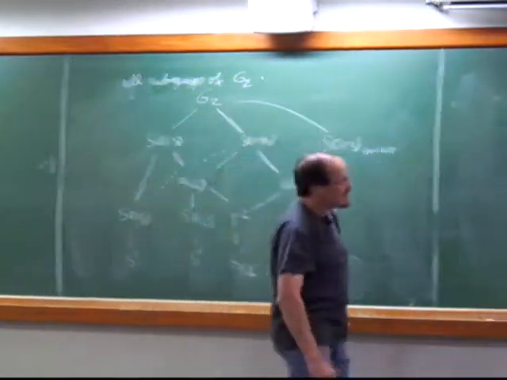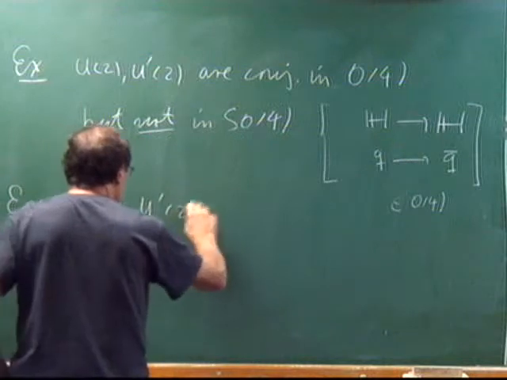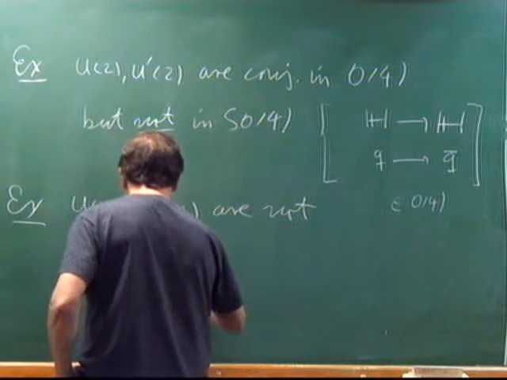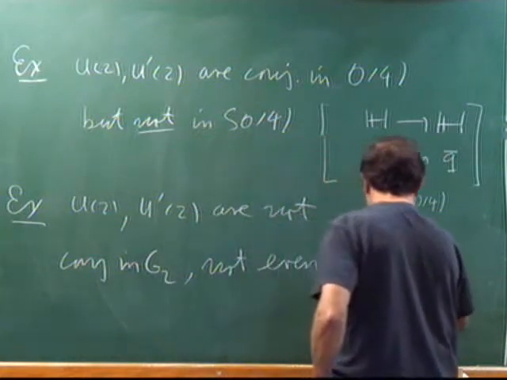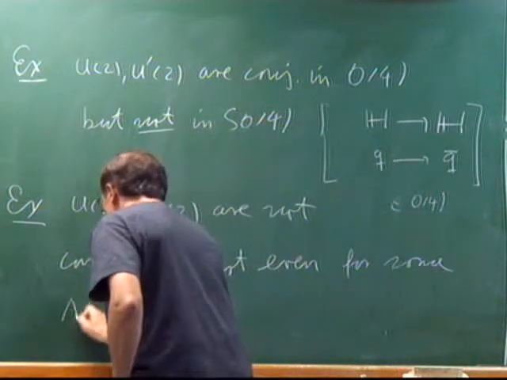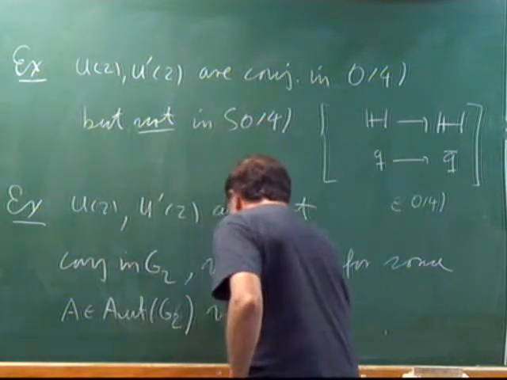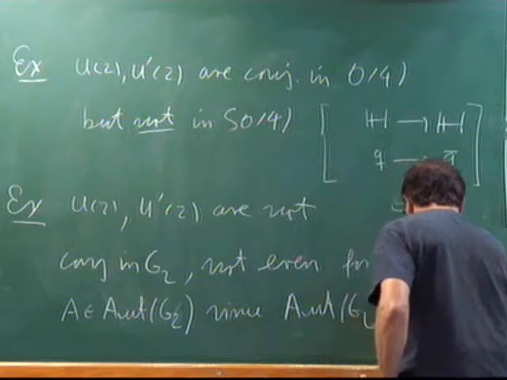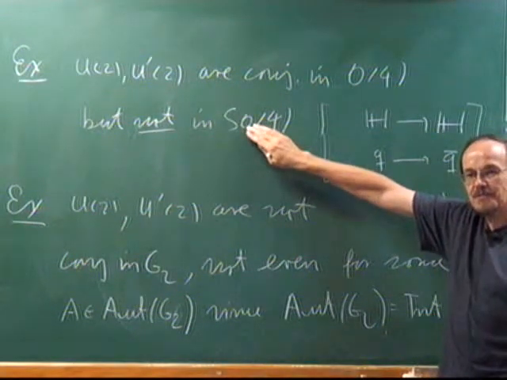So I claim, so the next exercise, which is not so easy, U2 and U prime 2 are not conjugate in G2 and not even for some automorphism A in Out G2. And the reason is since Out G2 is trivial, every automorphism of G2 is inner. Unlike for SO4, where there's an outer automorphism, for G2 there's not.